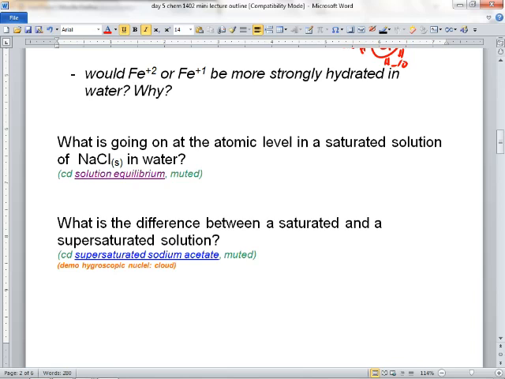Right? Sodium chloride solid is dissolving, but it's getting put back. So it's not the same sodium chloride ions and atoms down there. They're in dynamic equilibrium. They're being dissolved and replaced at the same rate.